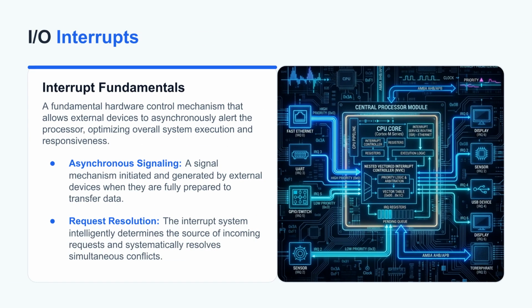Interrupts are essential for modern asynchronous computing. An interrupt is a hardware control mechanism that allows external hardware to alert the processor asynchronously whenever an event requires immediate attention. Instead of making the CPU continuously monitor peripheral flags, devices trigger hardware lines only when they are ready to transfer data or alert the system to status changes. The interrupt system includes prioritization and request resolution logic, allowing the processor to identify which device sent the signal and resolve simultaneous conflicts when multiple devices request service at the exact same clock cycle.